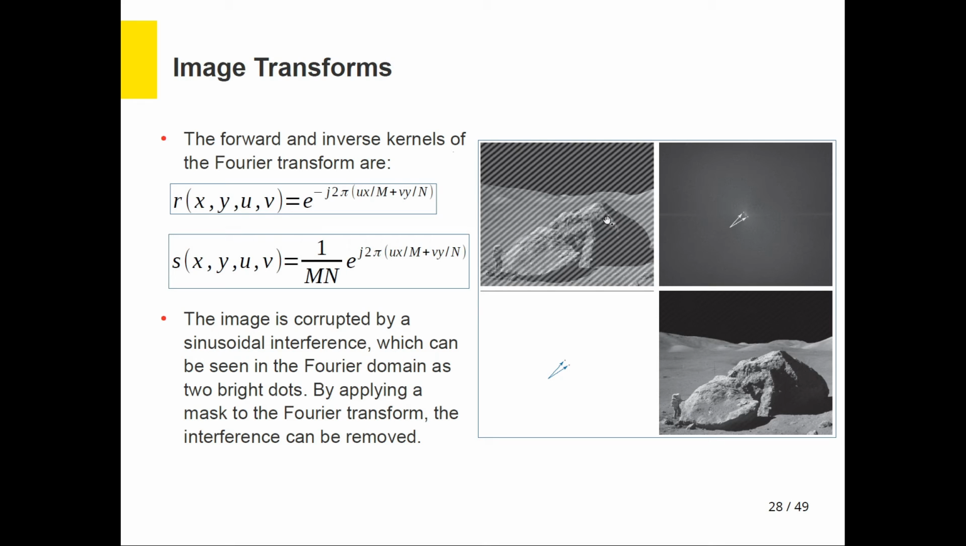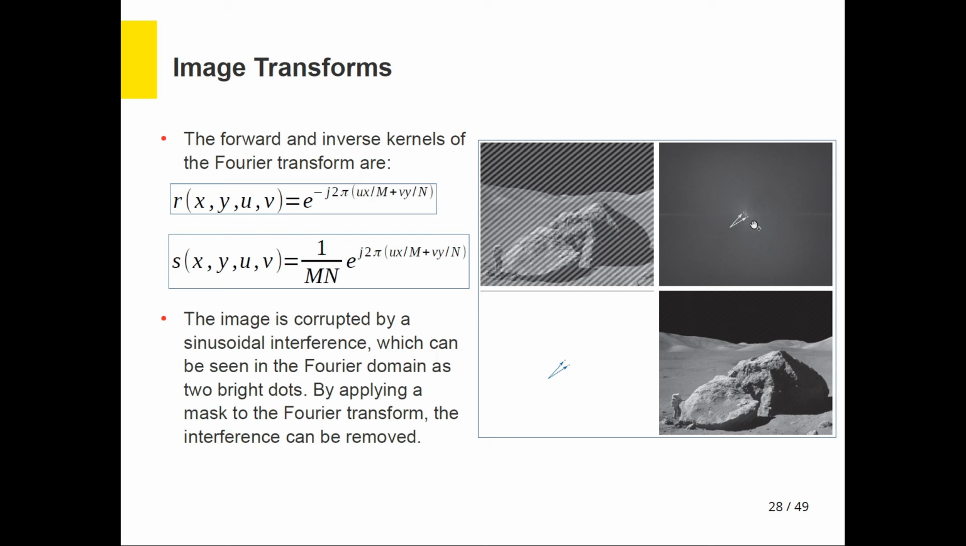So you might say, okay, this is not redeemable because this interference is going through all the spatial locations within an image. And you might be right if we were only working in the spatial domain. But if we transform this image using these two kernels to the Fourier domain, what we see is that this sinusoidal interference appears as two bright dots in the frequency domain.